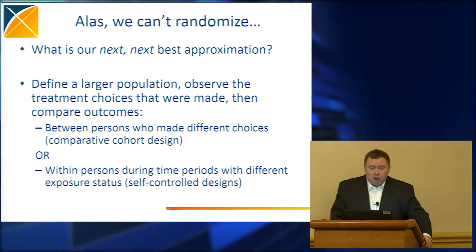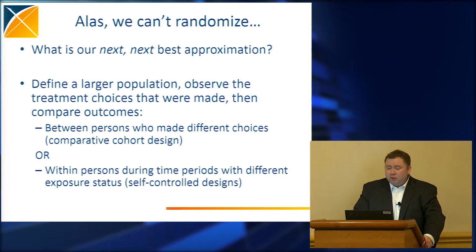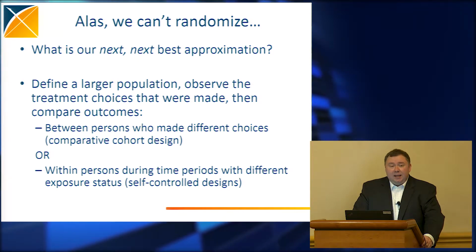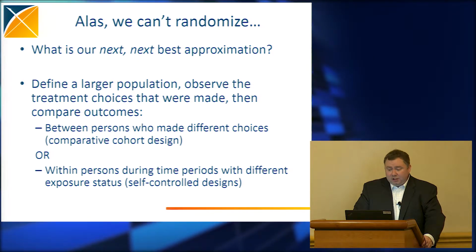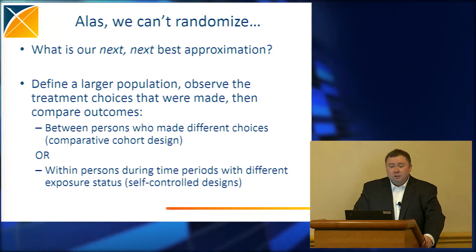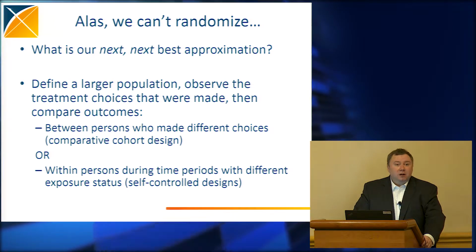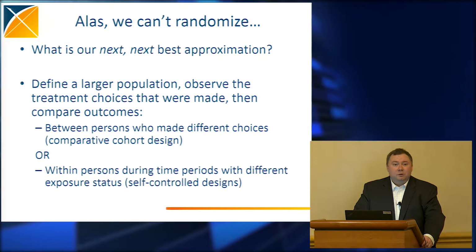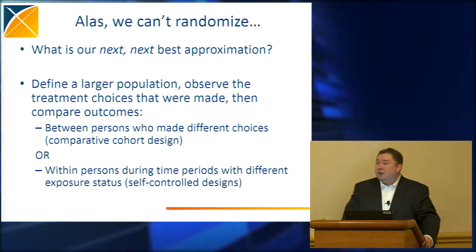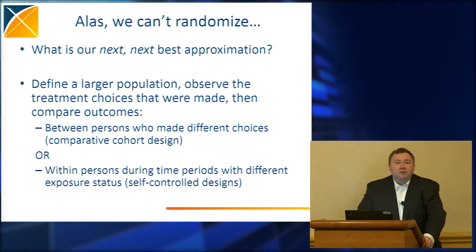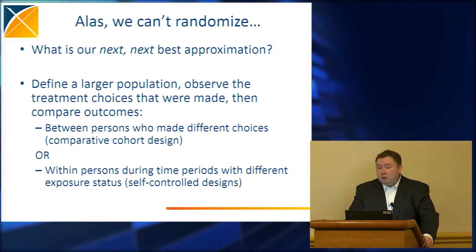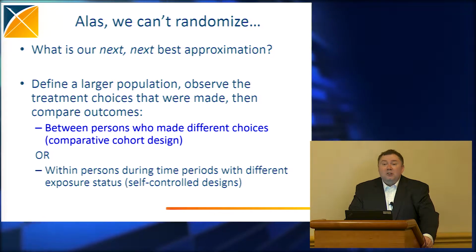We could define a larger population, observe the treatment choices that were made, and then compare outcomes between persons who've made different choices. That's what we're going to talk about today with a comparative cohort design. Or within persons: you made a choice of the red, maybe later in your life you could make a choice of the blue, and we could compare your different experiences at different moments in time. That's fundamentally what we think about in terms of self-controlled designs. So these are both viable and reasonable designs.